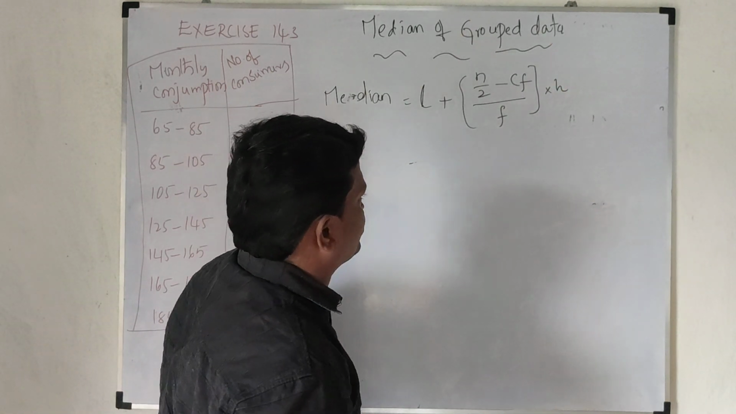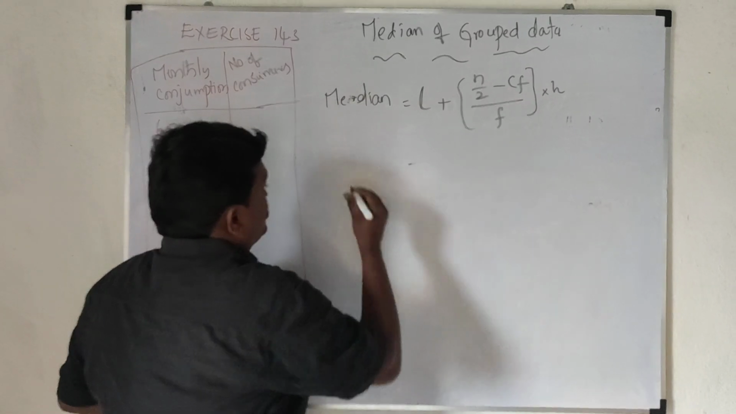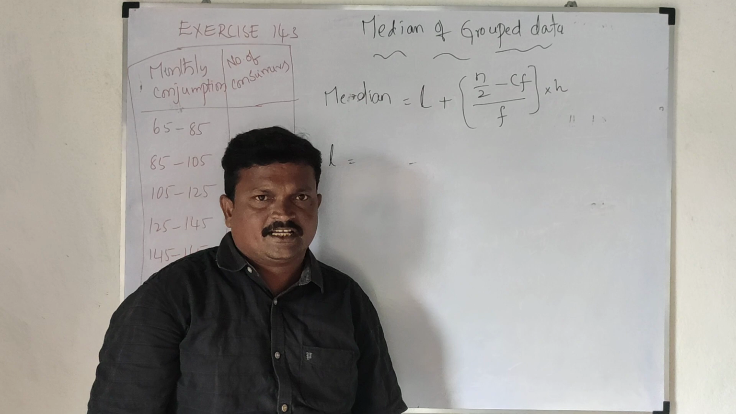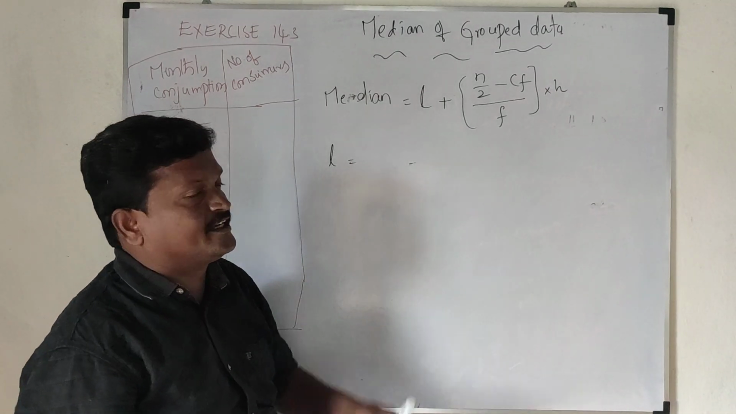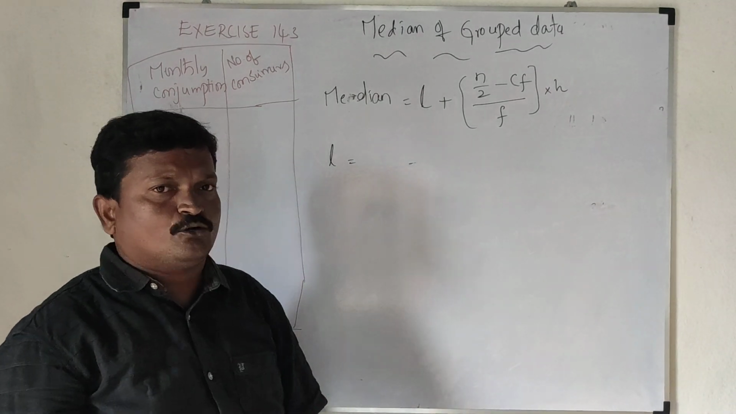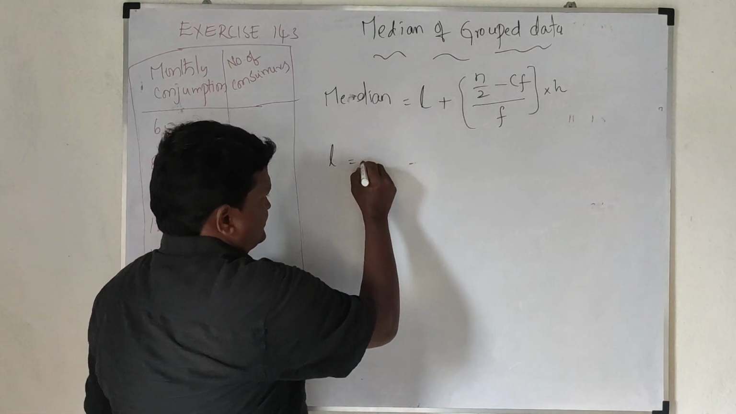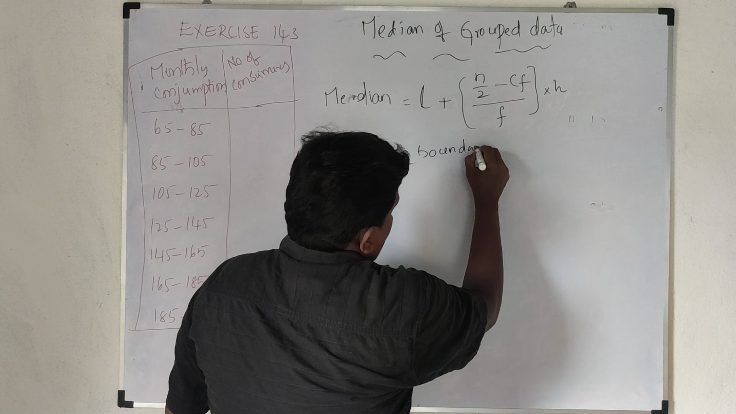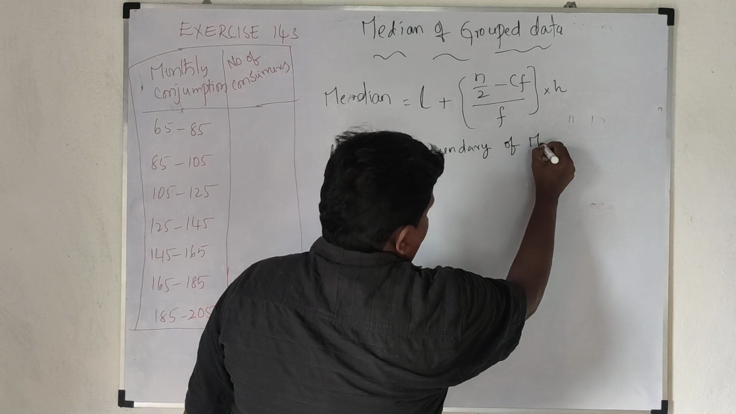But here this is the formula. So here L also, in mode, how can we take the L? That is the modal class. Here we are finding the median. That's why L is the lower boundary of the median class.